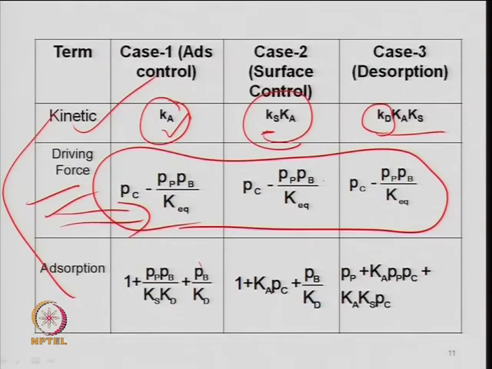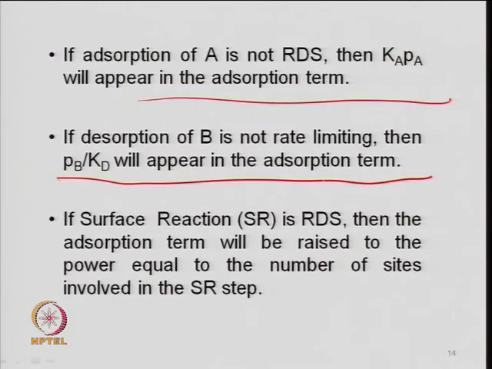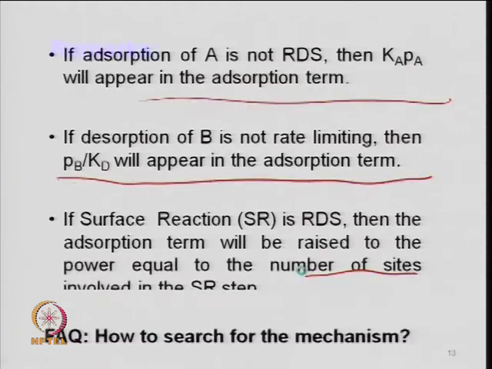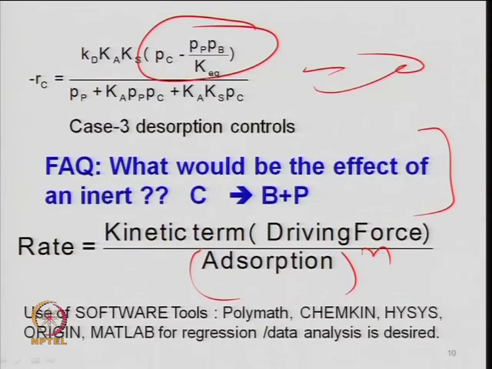So, that is the second case, surface reaction is the rate controlling, it means desorption of B is not rate controlling, right. So, that term has arrived here. This is again the observation which has been made from this, that if desorption of B is not rate limiting, then P b upon k d appears in the denominator of the adsorption term. If surface reaction is rate determining, then the adsorption term will be raised to the power equal to the number of sites involved in the surface reaction step, and this is what I was talking about here, to the power n. So, the number of reactant species which are involved in the rate controlling surface reaction, their number will appear here.